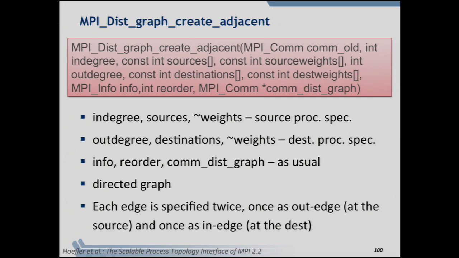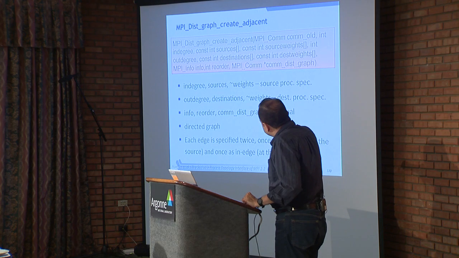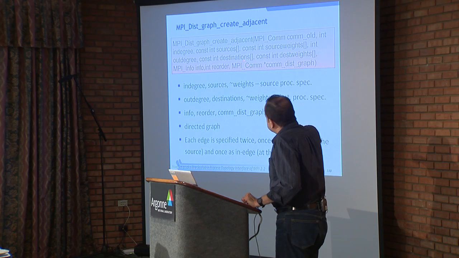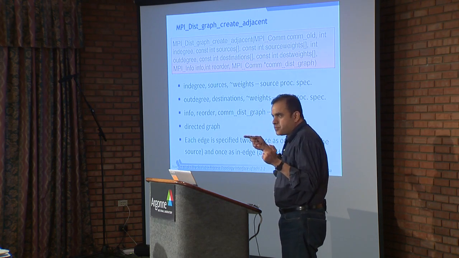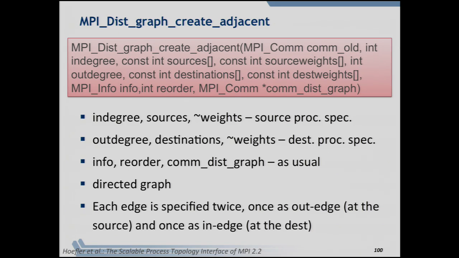Info is the info object, the same thing that was in one-sided communication. You can pass some more hints to the MPI implementation. That's some detail that you could look up. This is whether to reorder the communicator or not. And the output of this is another communicator that has this graph topology associated with it. If you had given reorder as 1, the implementation may have done a reordering, so now you have the new ranks.